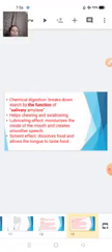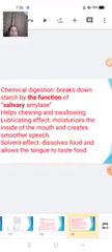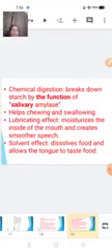Now, what is the process over here? Chemical digestion, which breaks down the starch by the function of the salivary amylase. These amylases are the enzymes which are present within our mouth. So these salivary amylases help in breaking down the starch into sugar. It also helps in chewing and swallowing.